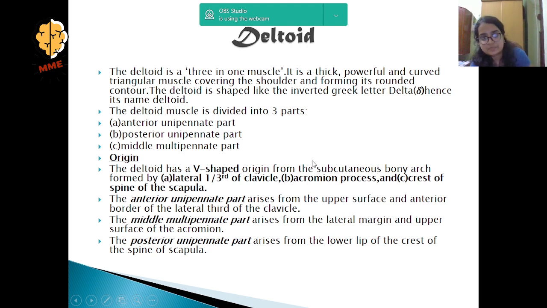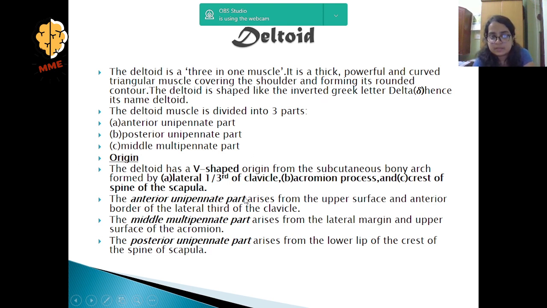Now, deltoid. Deltoid is a very important muscle from your point of view. It is a 3-in-1 muscle. It's a muscle which is thick, powerful, and curved and has a triangular outline. It covers the shoulder like a hood and forms a rounded contour of the shoulder. The deltoid is shaped like the inverted Greek letter delta, hence its name, deltoid. It has 3 parts: an anterior unipinnate part, a middle multipinnate part, and a posterior unipinnate part again.